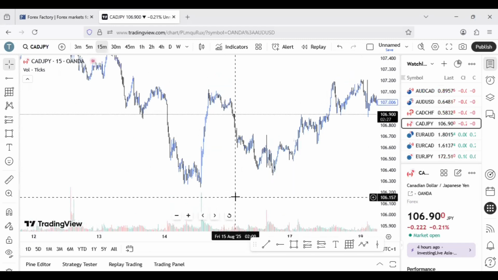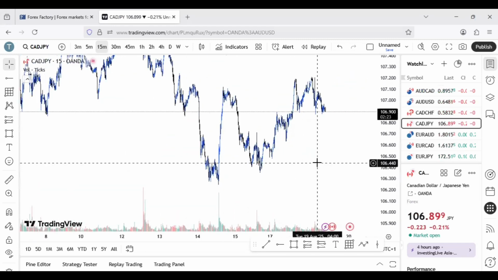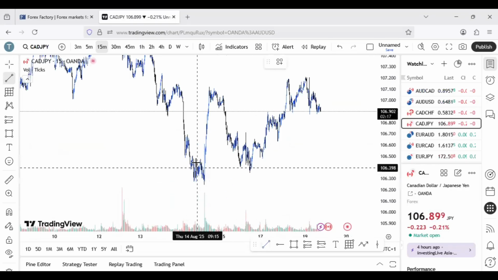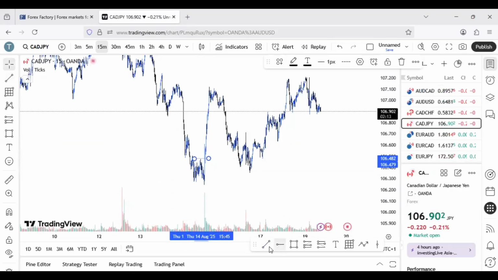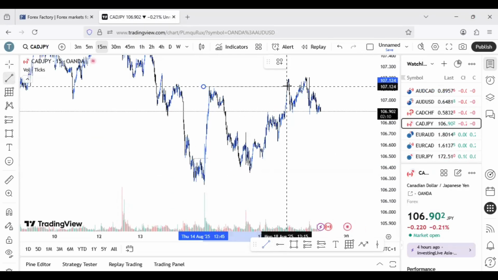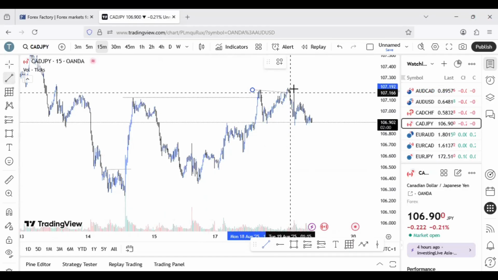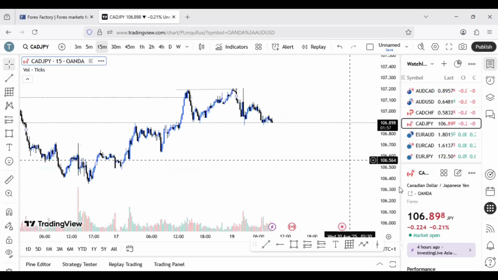So the next one is CAD JPY. I'm trying to zoom out to see the structure. Okay, there was a break here. There was a shift here with an imbalance. Then it shifted, it broke structure again, clearly bullish. So this is clearly bullish. So I'll majorly be looking for buy setups only today. That's what this means. I'll only be looking for buy setups today.